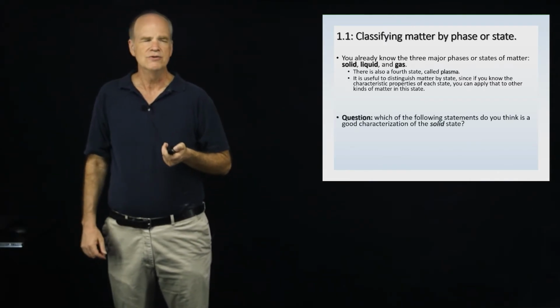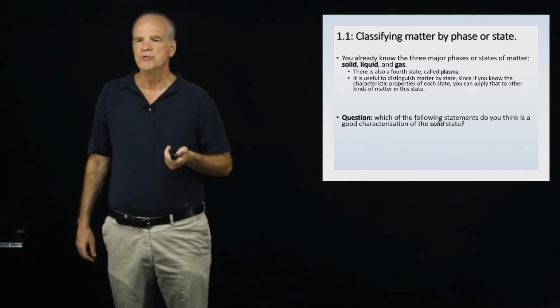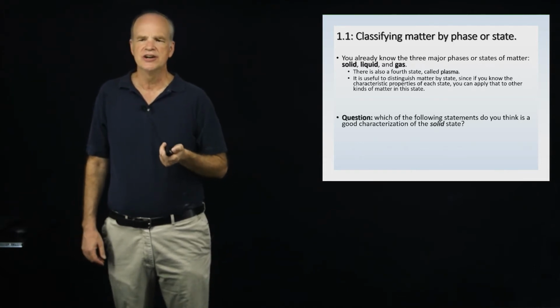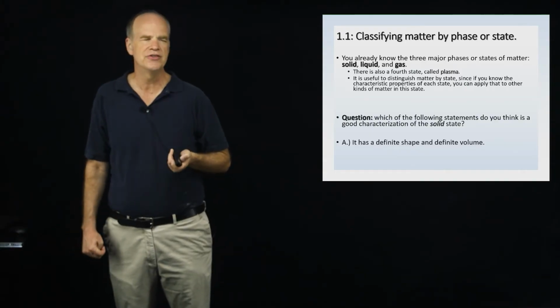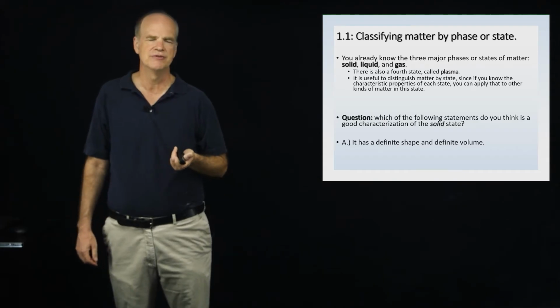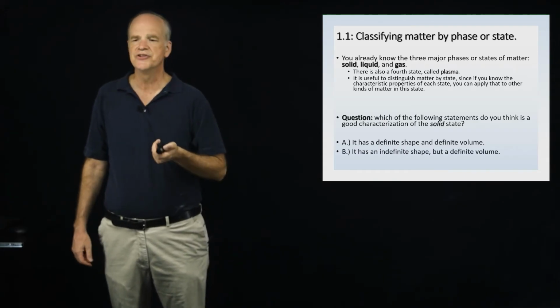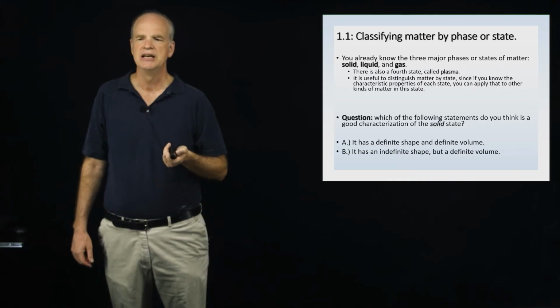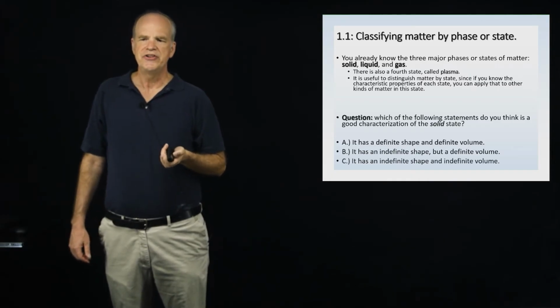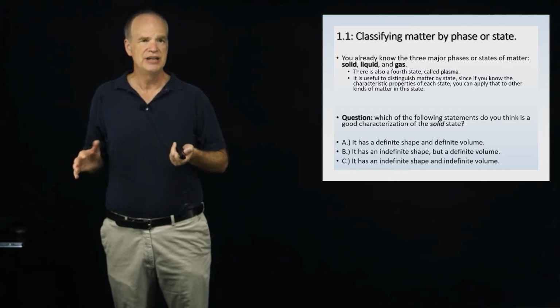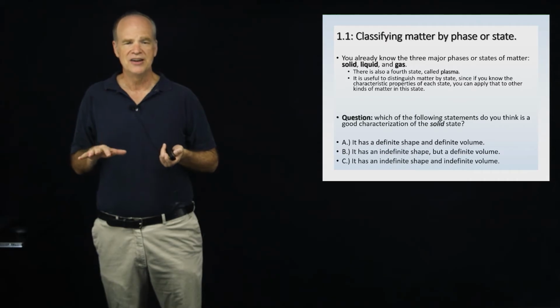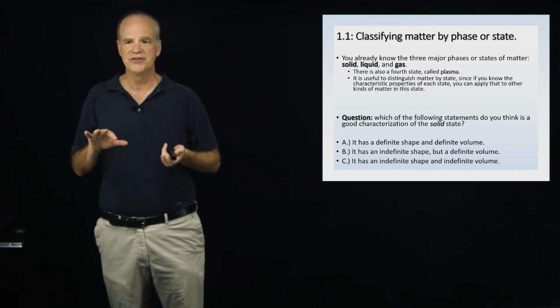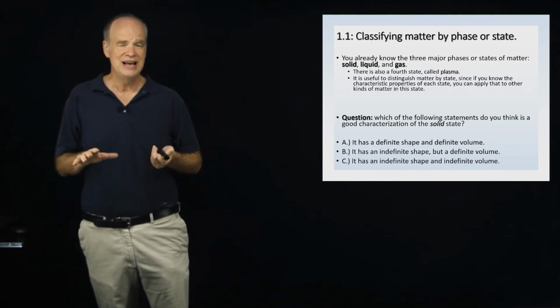Okay, so one question we can start out with is which of the following statements do you think is a good characteristic of the solid state? So do you think A, is it true that the solid state has a definite shape and a definite volume? Or maybe B, does a solid state have an indefinite shape and a definite volume? Or is it C, that the solid state has an indefinite shape and indefinite volume? So I'll let you think about that for a moment. You can pause the video and think about it, and you can restart. And so we'll start up again. And I'm hoping you will have guessed A.